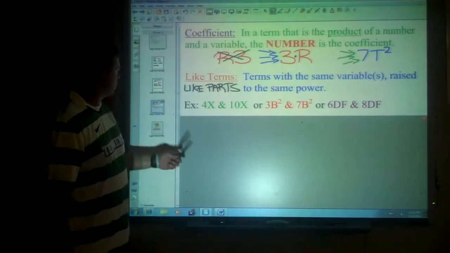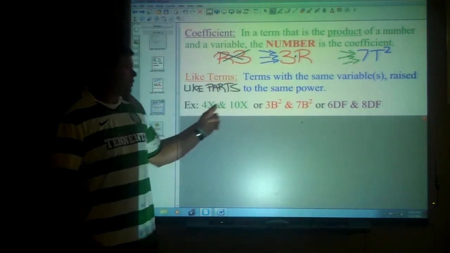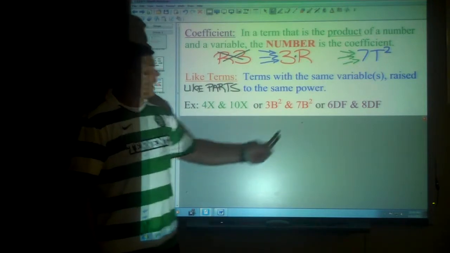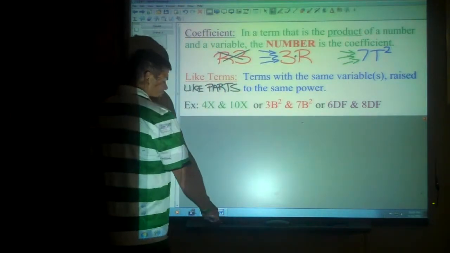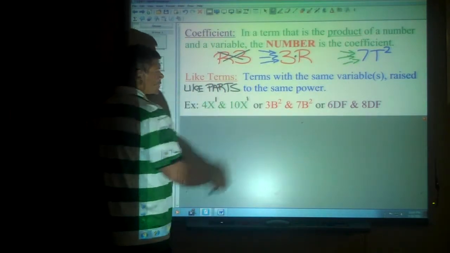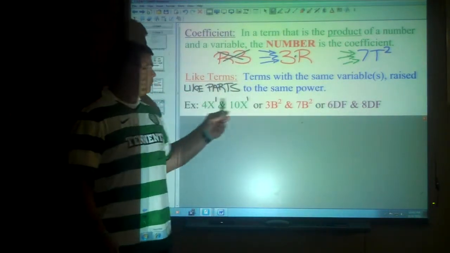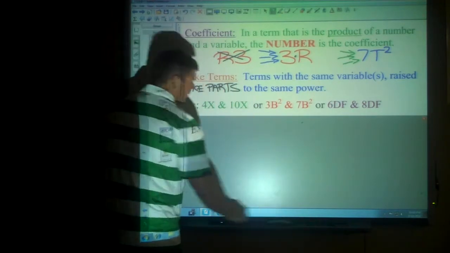So if we look here, here are some examples. 4x and 10x. These would be considered like parts. They don't have the same numbers, that's okay. But they have the same variable, x, and both variables really have the exponent of 1, which means they are raised to the exact same power. They're both powers of 1. So those would be like parts.